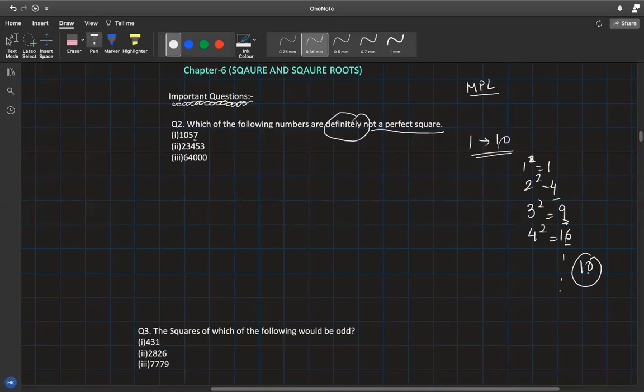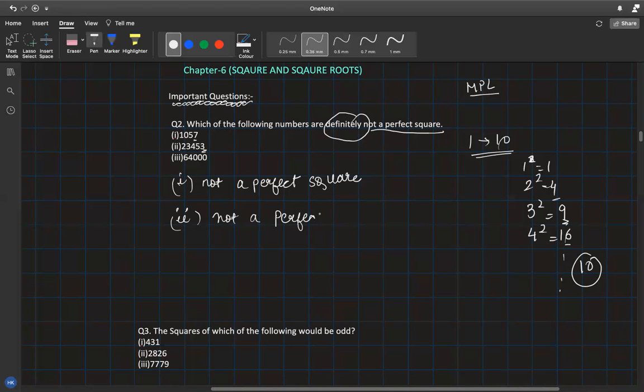After seeing the last digit, you have to make out whether it is a perfect square or not just by identifying it. So the first part is definitely not a perfect square because 7 does not come at the end of any of the respective squares. Moving on with the second part. The second part ends in 3, and this is also not a perfect square.